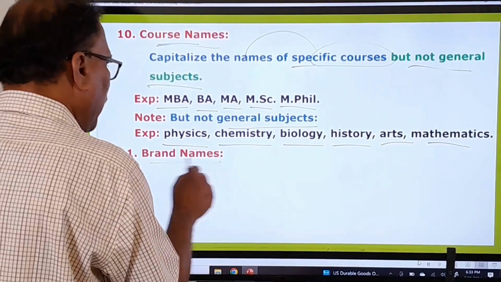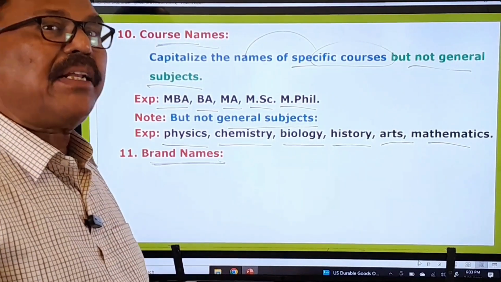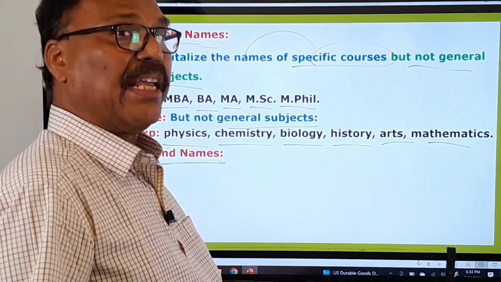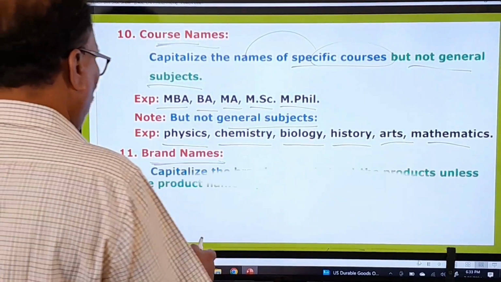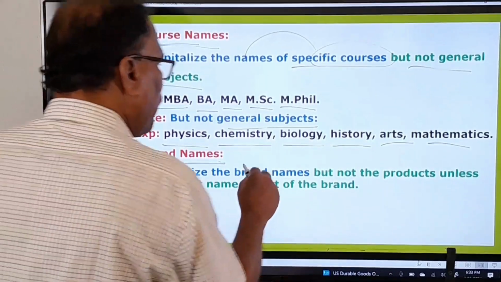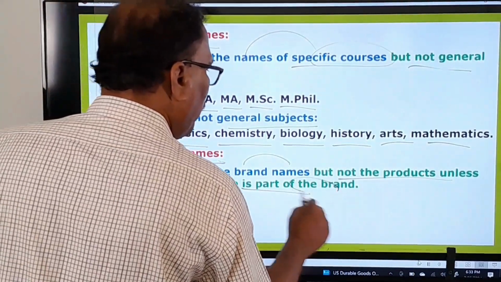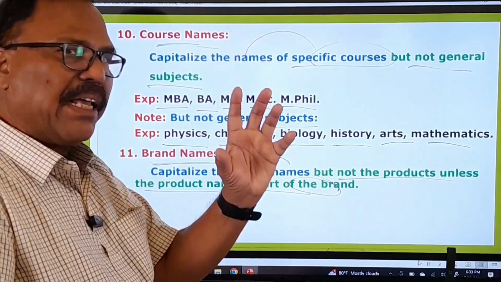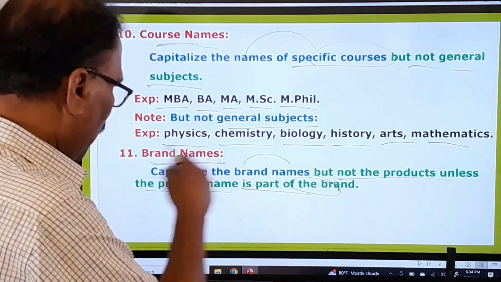The 11th one, brand names are there. All the brand names must be capitalized. Amazon is a brand name. Nike is a brand name. Adidas is a brand name. Okay, there are so many things, I need not tell you all of them. Capitalize the brand names, but not the products unless the product name is part of the brand. That means unless the product is preceded by that brand name. Okay. Right. How? I'll tell you that.